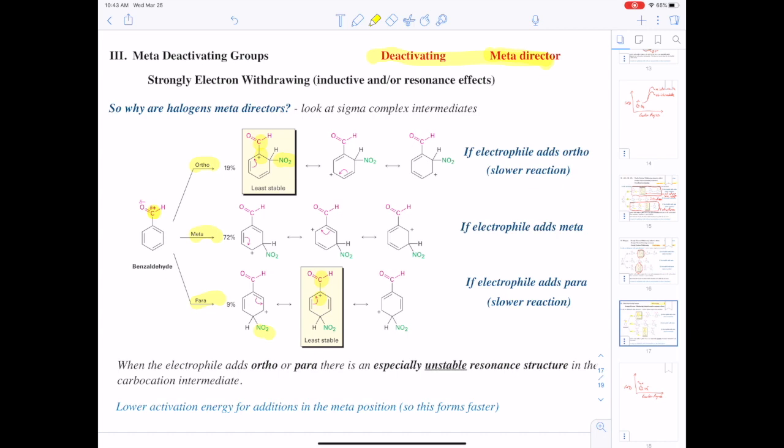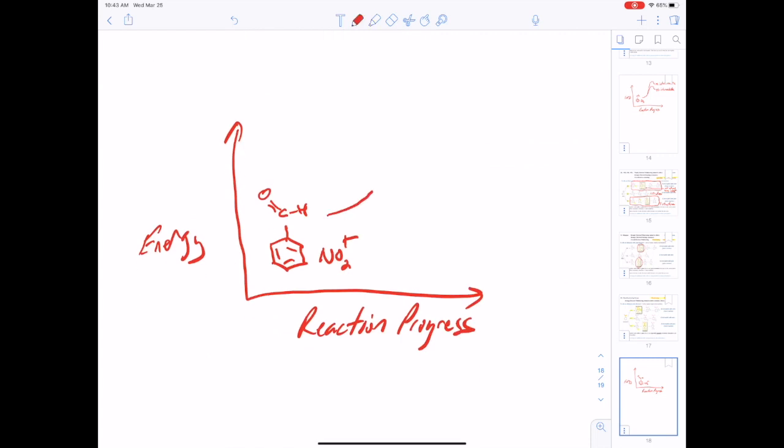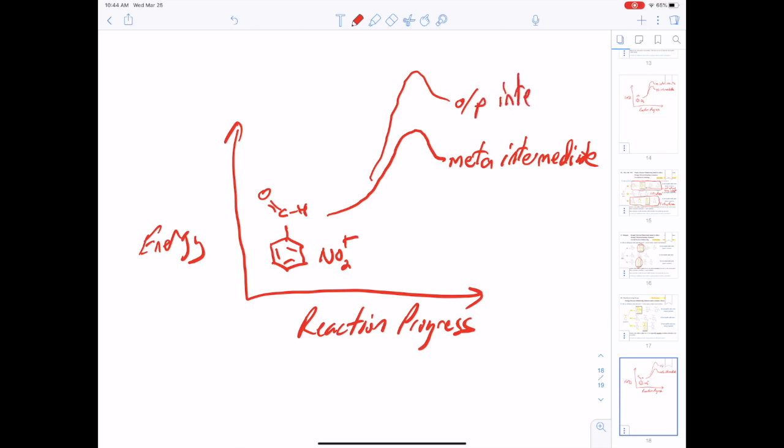So the explanation here is that adding a group in this mechanism, ortho or para, produces a resonance structure that raises the energy of the intermediate and makes the reaction, and therefore the transition state, go more slowly. We do not have that unstable structure for meta addition. So the meta intermediate is lower in energy than the ortho-para intermediate. And it's not that the meta intermediate has some extra stability, it's that the ortho-para intermediate has some instability to it.